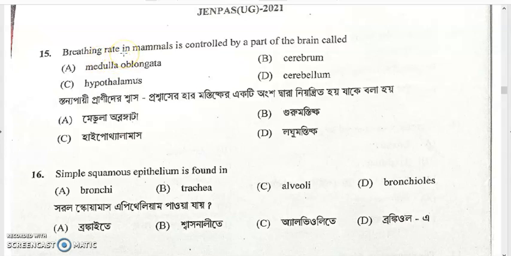Breathing rate in mammals is controlled by a part of the brain, actually controlled by the medulla oblongata. So the answer will be option A. Breathing rate in mammals is controlled by medulla oblongata.